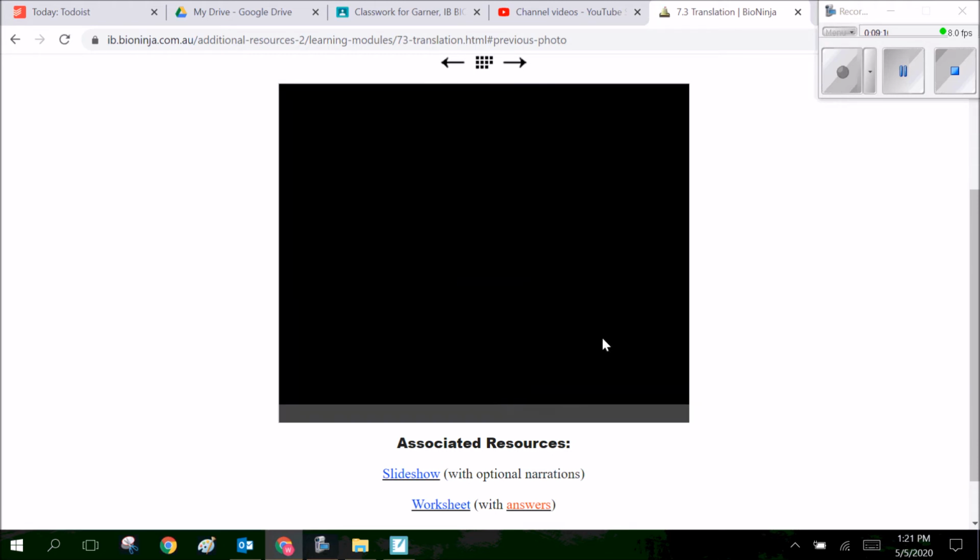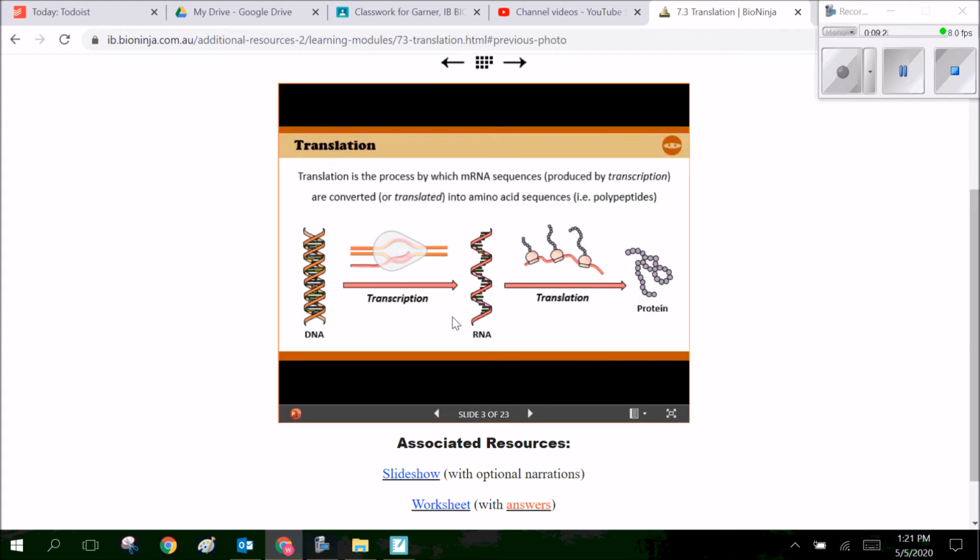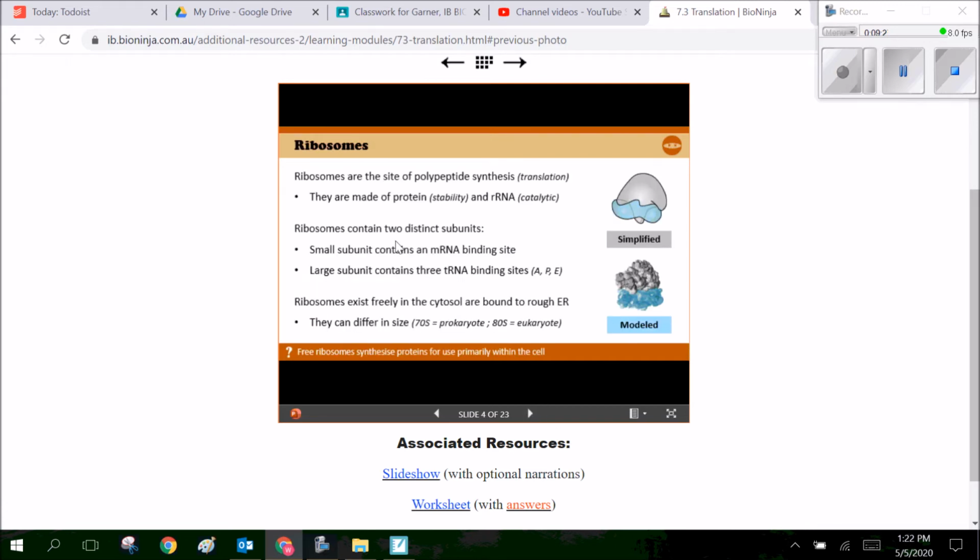So now let's go to the new content. Translation. So we've come all the way from the nucleus where the DNA has been replicated. It's been transcribed. We have a copy of mRNA. Now what do we do? Okay, so we have our transcription. It's all done. Now translation.